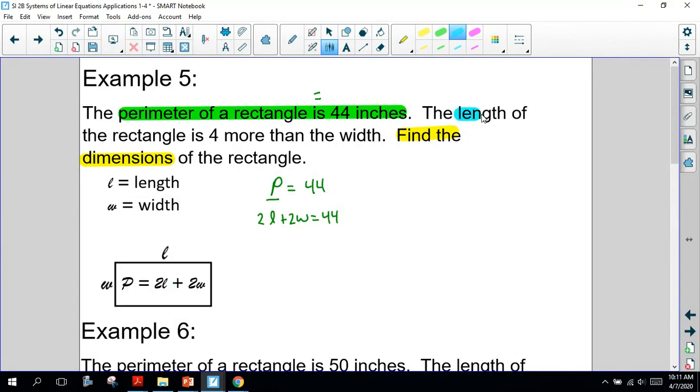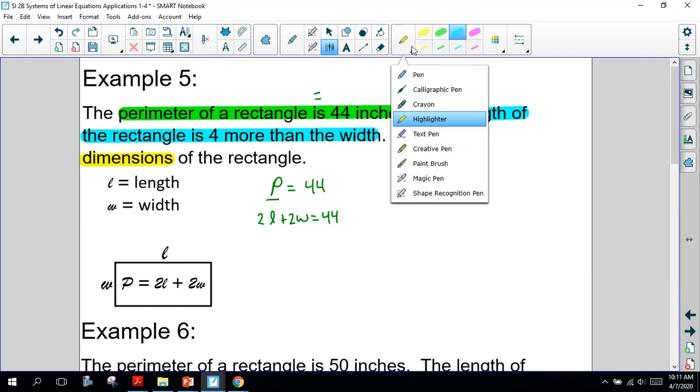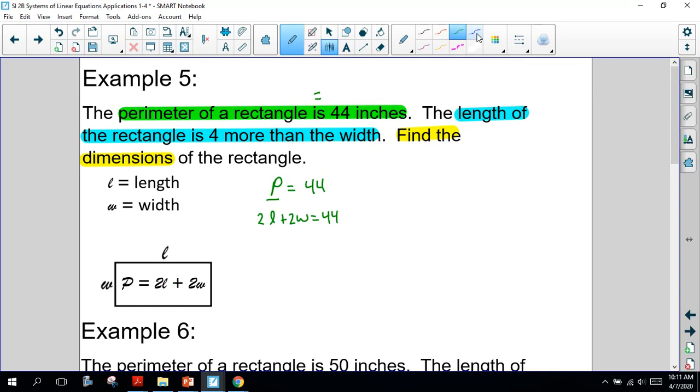it says the length of the rectangle is 4 more than the width. So the length of the rectangle, well, what are we using for the length of the rectangle? We are using this variable L for length. So the length L is, well, is means equals. So the length of the rectangle L equals 4 more. Well, that means I'm adding 4. 4 more than what? 4 more than the width. So that means I am adding 4 to the width.